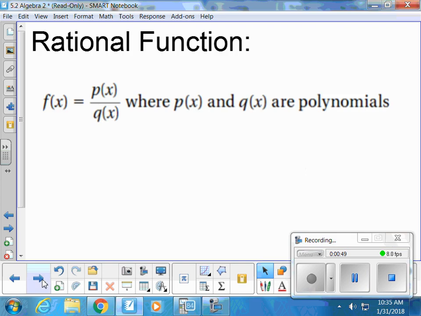So go ahead and jot down what a rational function is. We're going to be studying rational functions the rest of the chapter. But a rational function is when you have an equation on the top and you have an equation on the bottom, and they're being divided by each other. And guess what? Inverse variation equations are rational functions.